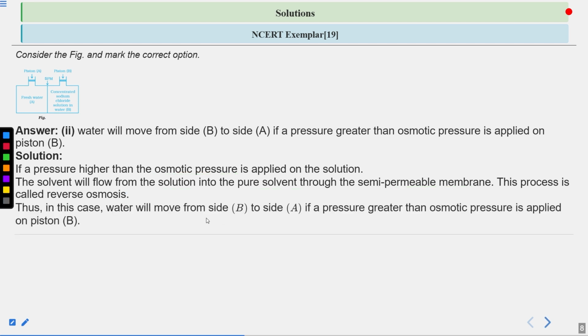Thus, in this case, the water will move from the side B to the side A as per the given diagram if a pressure which is greater than osmotic pressure is applied on the piston B. If you apply the outside pressure on the piston, the water will move from the side B to the side A, as per the osmotic pressure concept. So that is why the correct statement regarding this given figure is option B. Okay, let's move on to the next one.